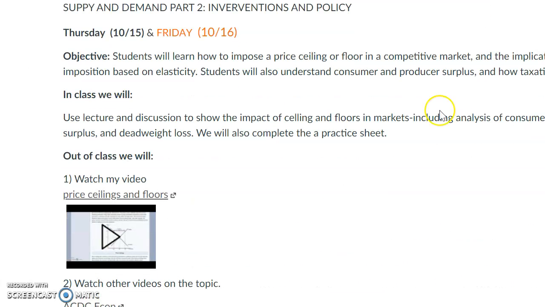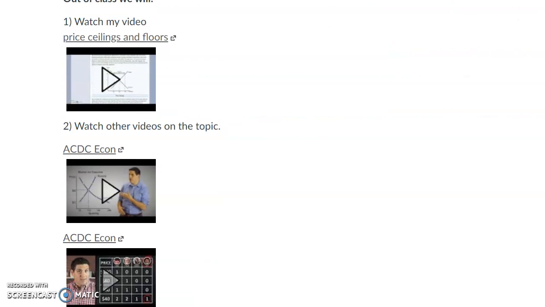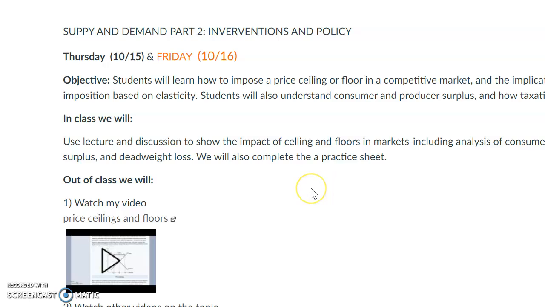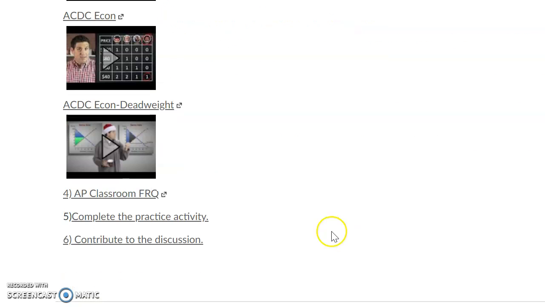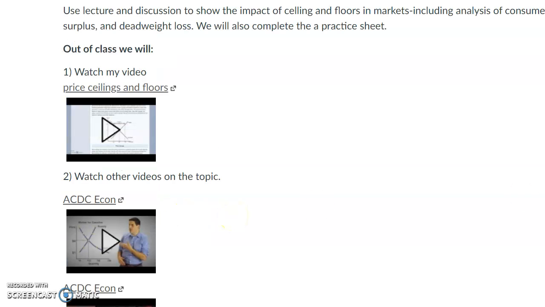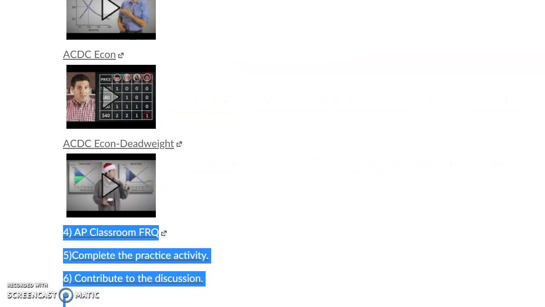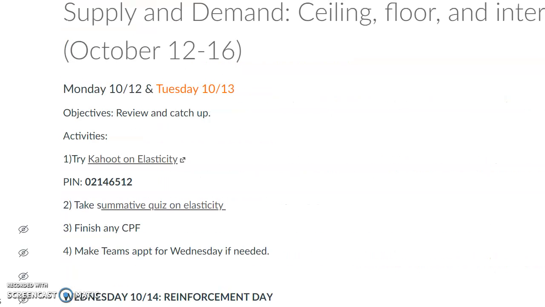Then last week, Thursday and Friday, we worked on ceilings and floors. It's not too hard. I think you can figure it out if you take a look at it. And I did a video on it, and there are a couple other videos there for you to look at how to do a ceiling and floor in a market. So you have that, and then you have a practice activity and a discussion with that. Just a worksheet to practice with doing the ceiling and floor activity, so nothing in AP Central or whatever. Okay, so that was last week.